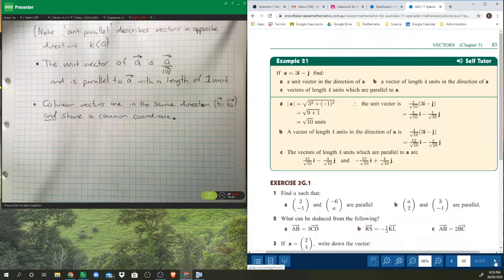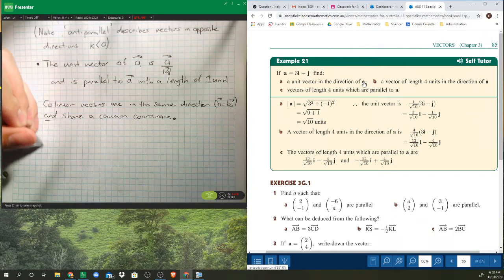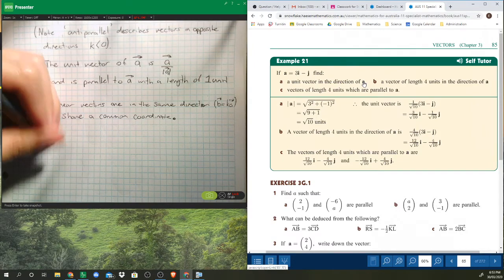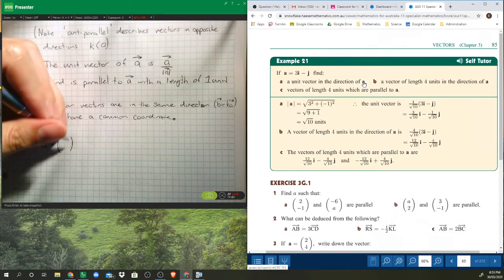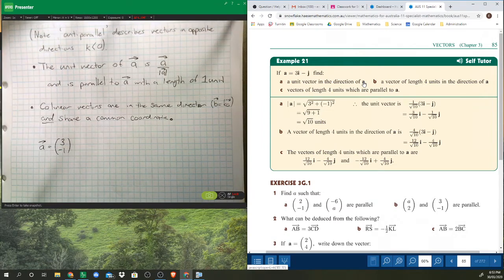All right, so let's have a look at that. So for this example, A equals 3i minus j. Find a unit vector in the direction of A. Okay, let's start with that. So A, I prefer to write it, okay, I'm going to use their format. So I'm going to use 3 and minus 1.